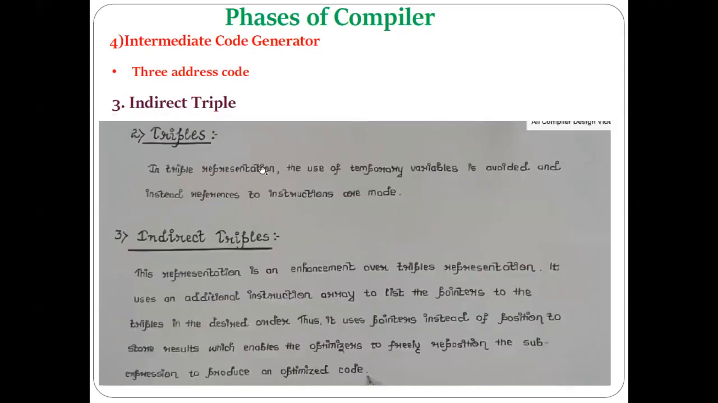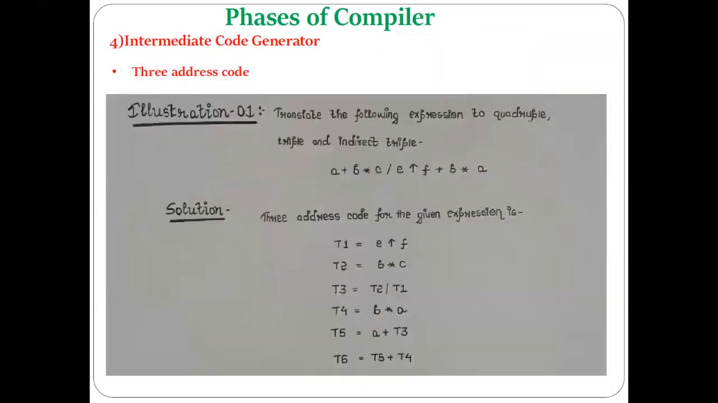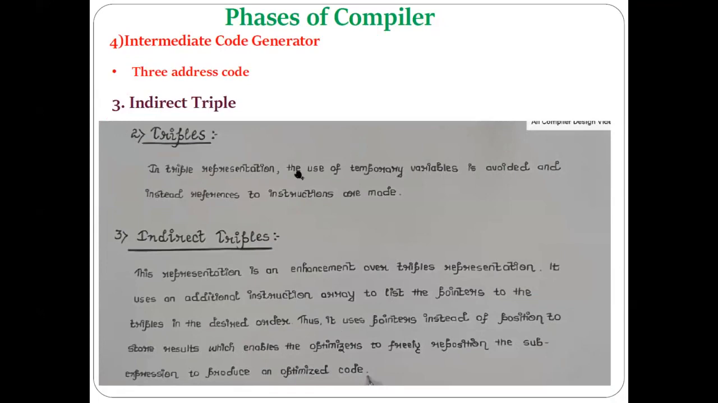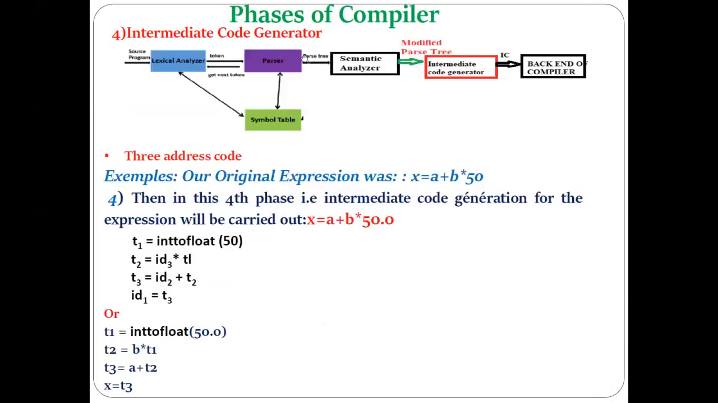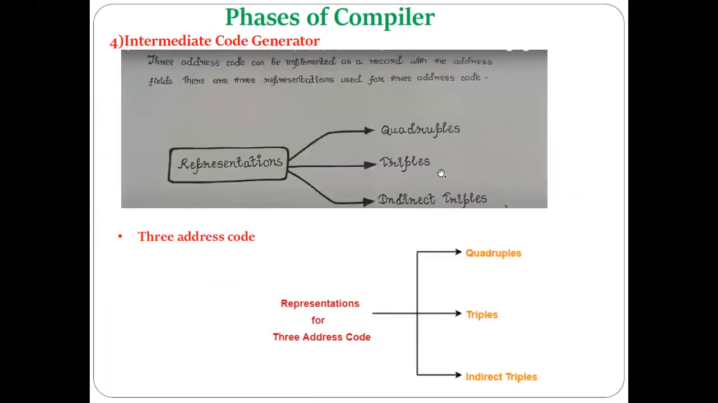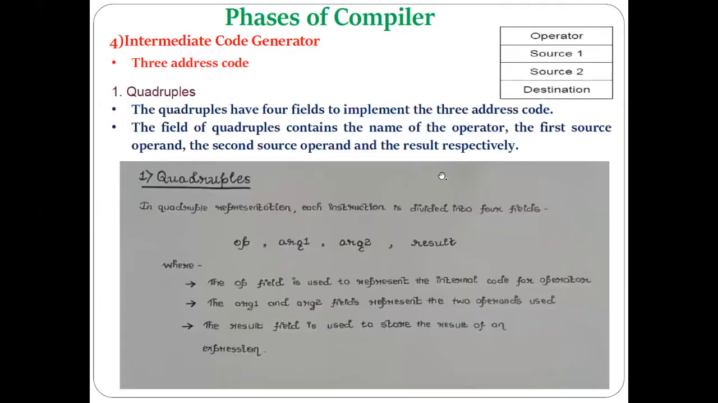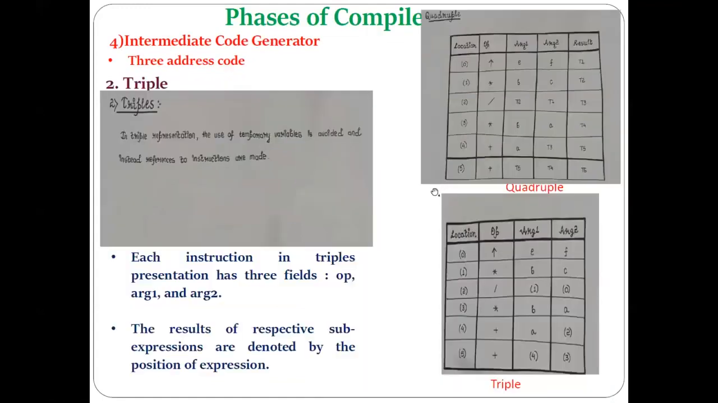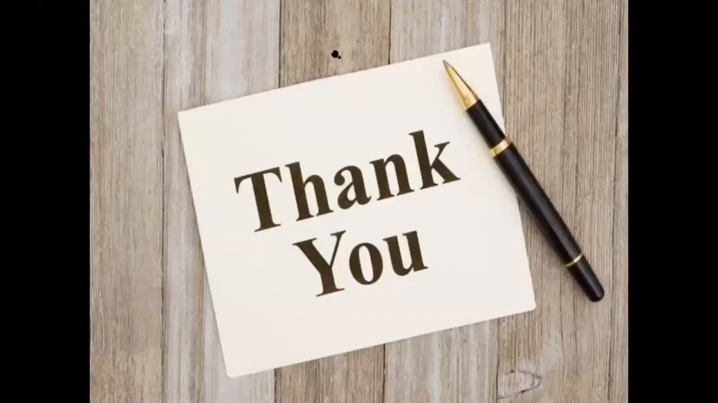In this way, the intermediate code generation phase works, and three address code representation is done in the fourth phase of the compiler. The result of this fourth phase is then given to the next phase of the compiler, the back end, where we'll do code optimization and code generation. That further part we'll study in the next lecture. That is our fifth phase and sixth phase. The fifth phase is code optimization, and the sixth phase, the last phase, is code generation. I hope all of you have understood the fourth phase of the compiler, intermediate code generation. Next time we'll discuss the remaining phases of the compiler.